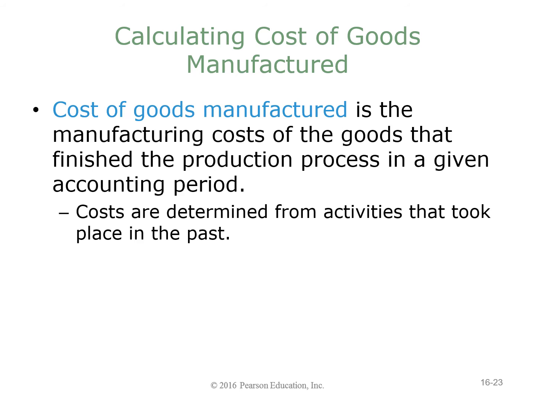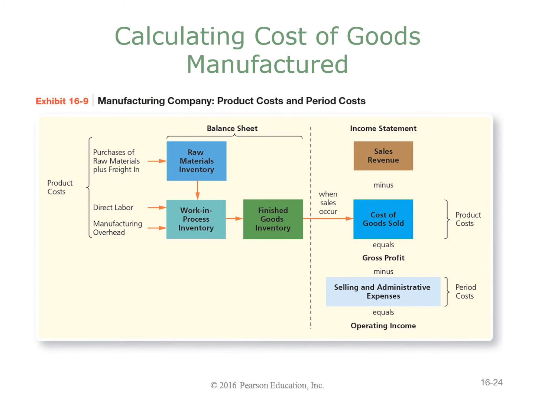The cost of goods manufactured is the manufacturing costs of the goods that finished the production process in a given accounting period. Costs are determined from activities that took place in the past. You can see here, I'm going to add the raw material that has been moved to the work in process and then to finished goods. Whenever it is sold, it becomes a cost of goods sold, to be subtracted out of sales in order to result in the gross profit. Then we subtract the selling and administrative expenses to reach the operating income. This part is the period cost, and this is the product cost coming from the balance sheet.